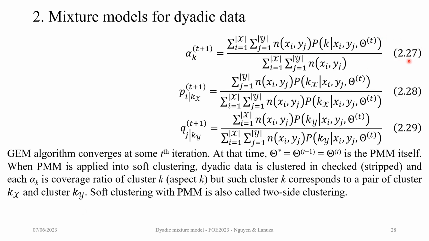It is equations 2.27, 2.28, and 2.29 in the M step. The EM algorithm converges at some iteration. At that time, theta star equals theta t plus 1 equals theta t, the PMM itself. When PMM is applied into submachine, dyadic data is clustered in check strips and alpha k covers the ratio of each case. But each case corresponds to a pair of Ks and Ky. Submachine with PMM is also called two-sign clustering.